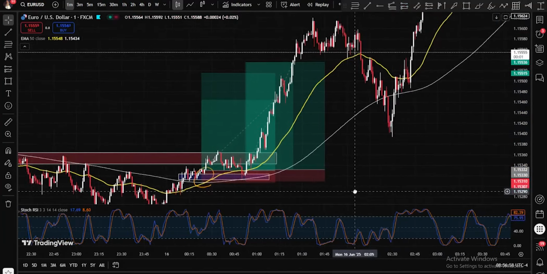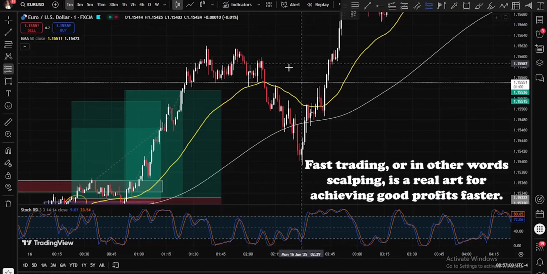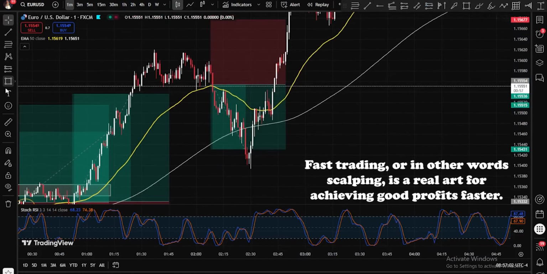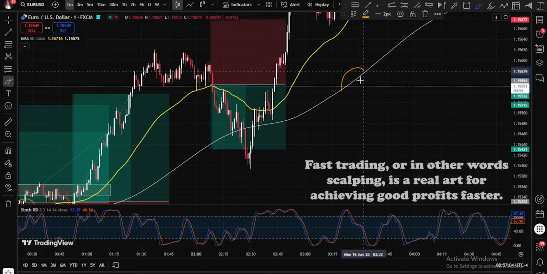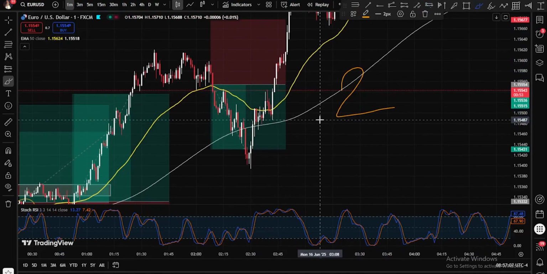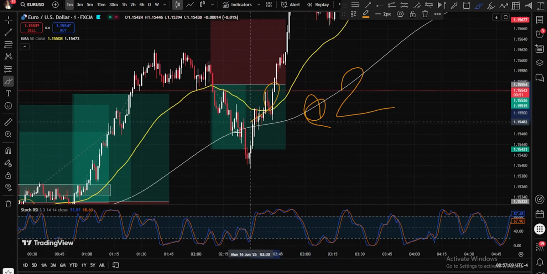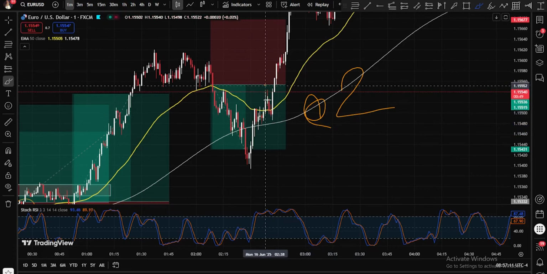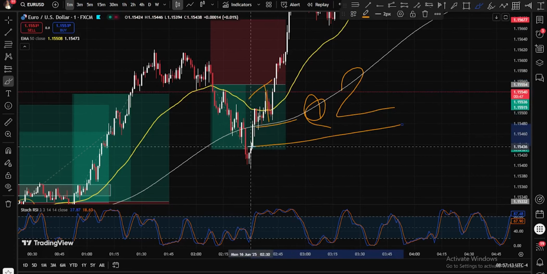Scalping is the art of making quick decisions. With the right tools and the right strategy, you too can make a reasonable profit in less than 5 minutes. Just practice, be patient, and stick to your plan.